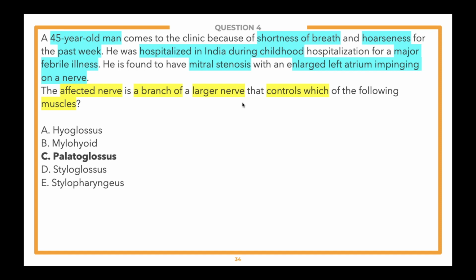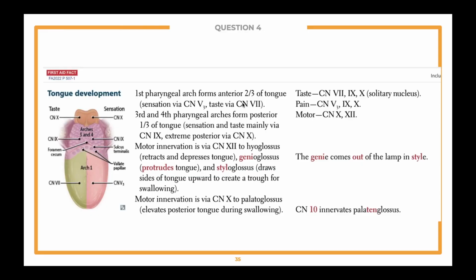That's step number one. Step number two is it asked us, what is the larger nerve that it's a branch of? And that requires us to know that it is a branch from the vagus nerve. Then we've got to know what other muscles, especially here in the pharynx and mouth, are affected by the vagus nerve. So if we take a look at the next slide, this actually talks about some of those muscles, and specifically the tongue muscle.